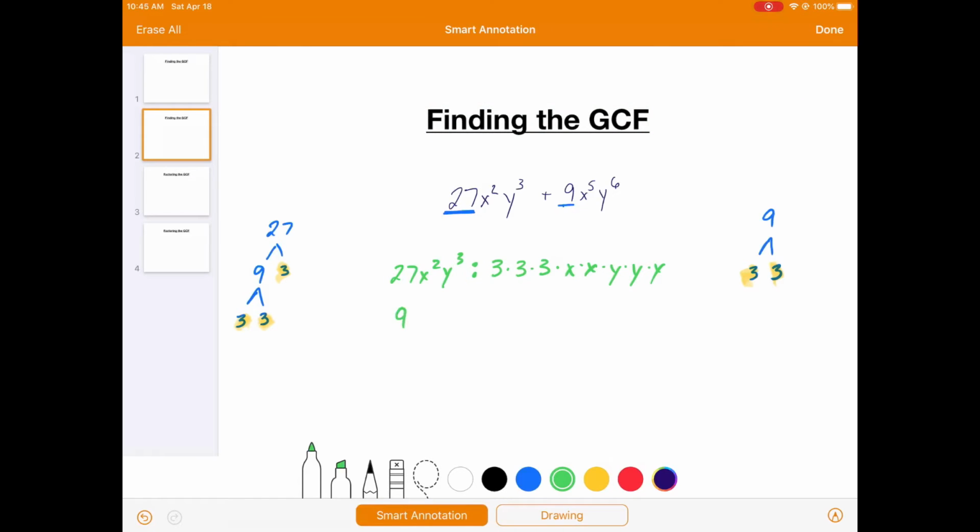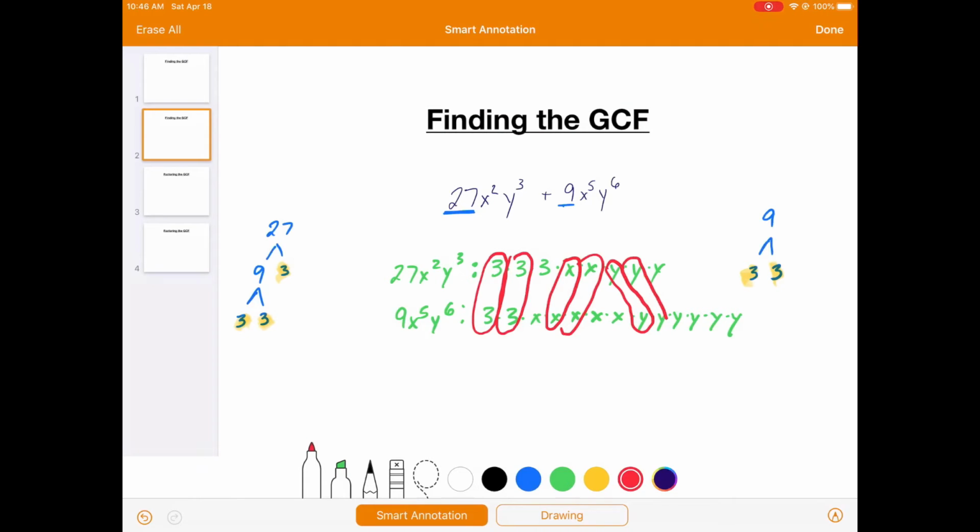And then 9x to the 5th power, y to the 6th power, is 3 times 3 times 5 x's times 6 y's. And as you get more comfortable with this, you won't have to write out that whole expanded form. But while you're practicing, before you get a hang of it, it's always a good practice to do. So 3 turns up in both of them 2 times. They both have at least 2 x's and at least 3 y's.